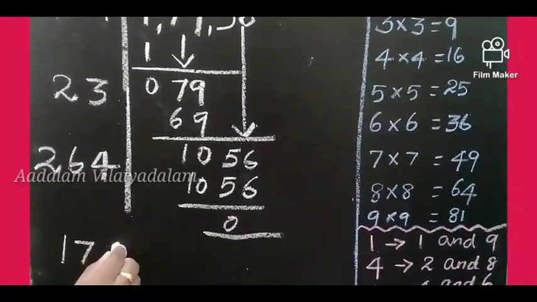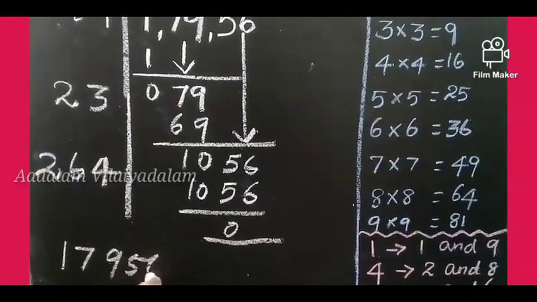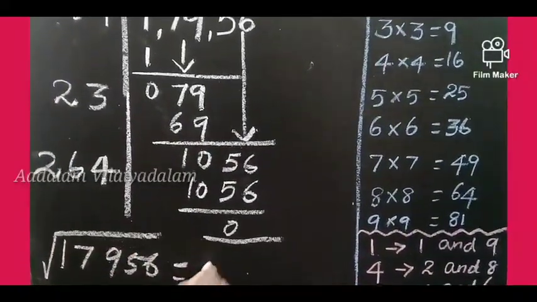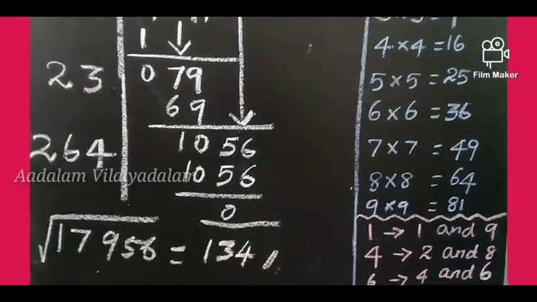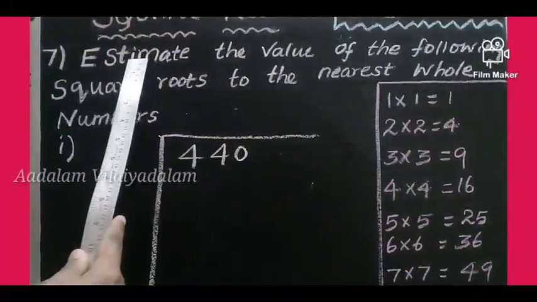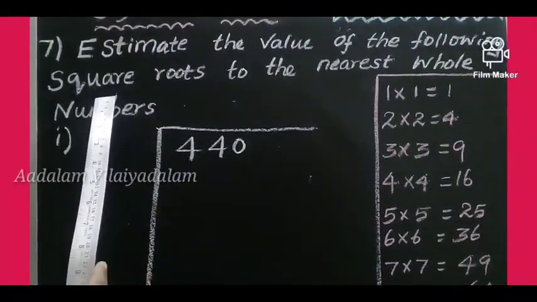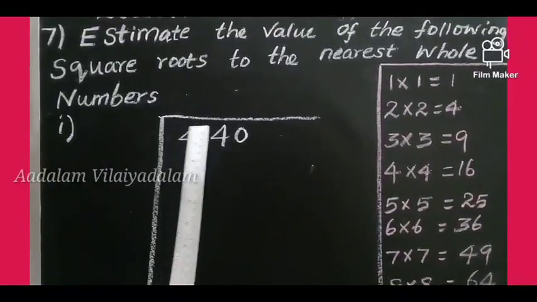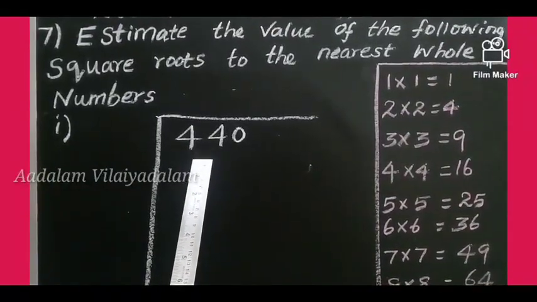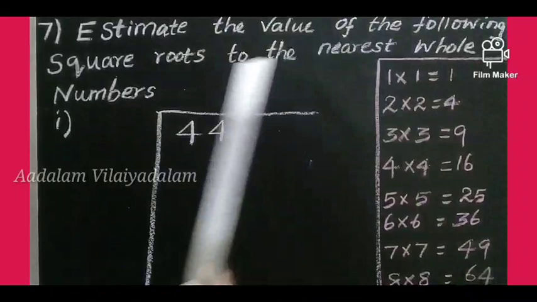So the square root of 17,956 is 134. So this is the square root value. Seventh question: estimate the value of the following square roots to the nearest whole numbers. First we have to find the square root of 440 to the nearest whole number.